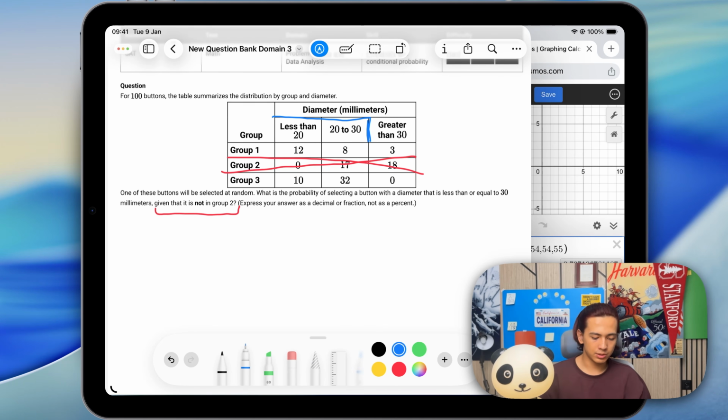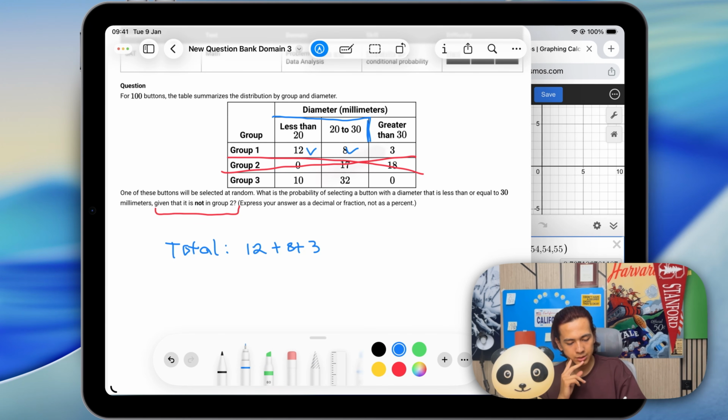So what is the probability there? In total, how many do I have? I have 12 plus 8 plus 3, because group 2 is not there, plus 10 plus 32. So the population, as I said, changes. You don't have group 2 balance in the box.